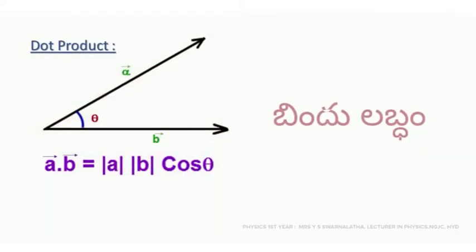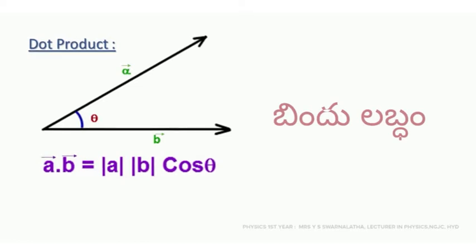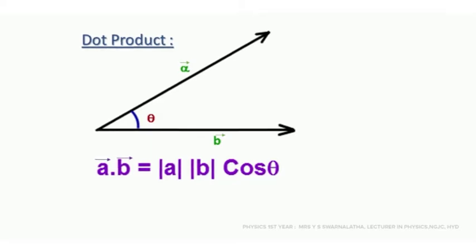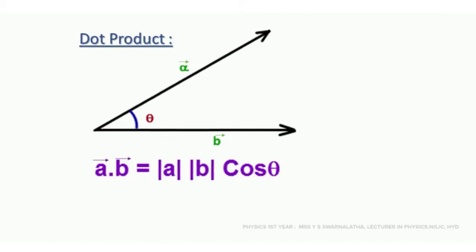If we take two vectors a bar and b bar with angle theta between them, then their dot product will be equal to the magnitude of a multiplied by magnitude of b multiplied by cos theta. రెండు సదిశలు ఏ బార్ మరియు బి బార్ తీసుకుంటే ఆ రెండు సదిశల యొక్క బిందు లబ్దము ఏ బార్ డాట్ బి బార్ ఈక్వల్ టు ఏ యొక్క పరిమాణము మరియు బి యొక్క పరిమాణము వాటి మధ్య ఉన్న కాస్ థీటాని మల్టిప్లై చేస్తే వస్తుంది.